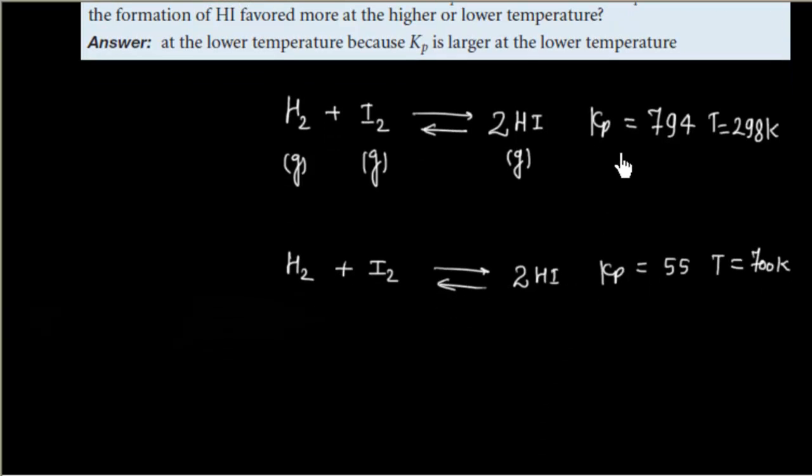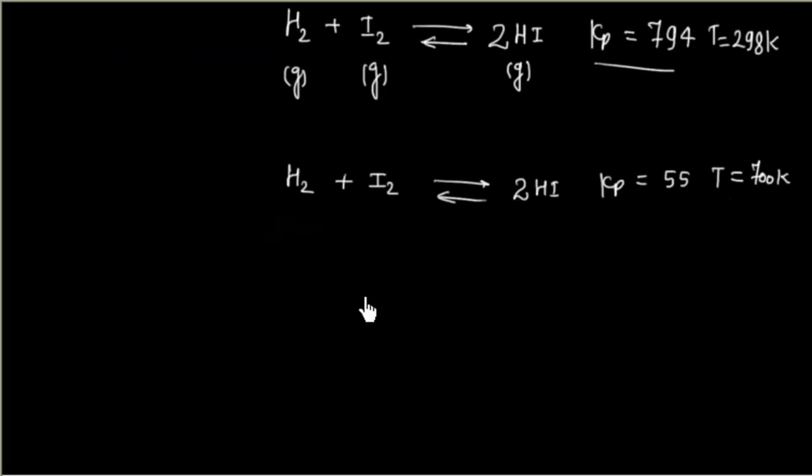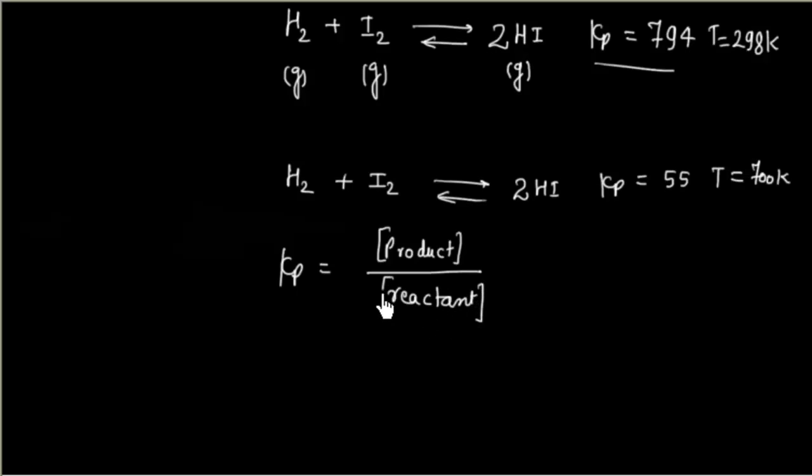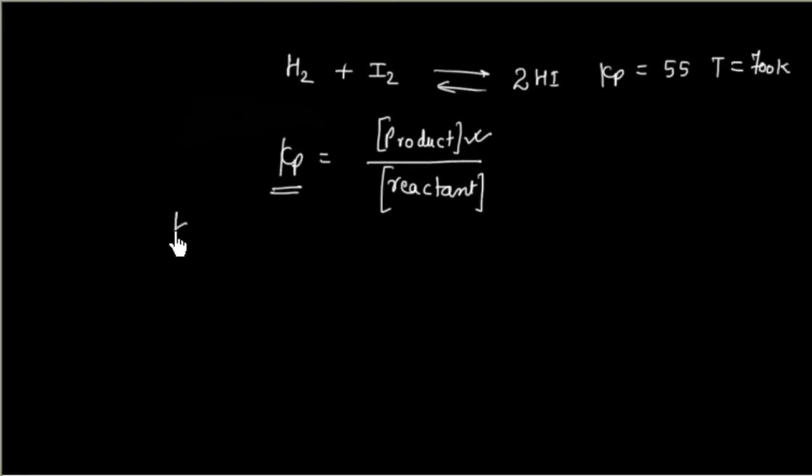So you see, if Kp is more, this means product is more. So how do we write Kp? Generally we write Kp as the concentration of product divided by reactant. So if Kp is large, this means the concentration of product is large. So Kp is high, and this suggests product is major.